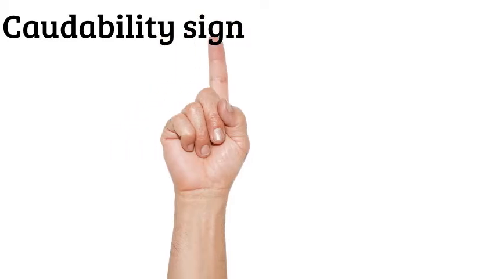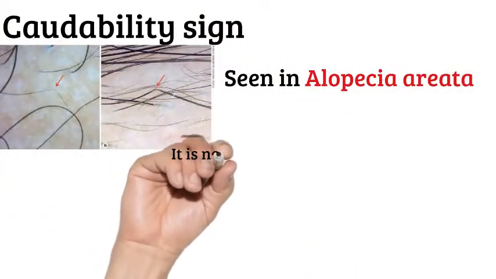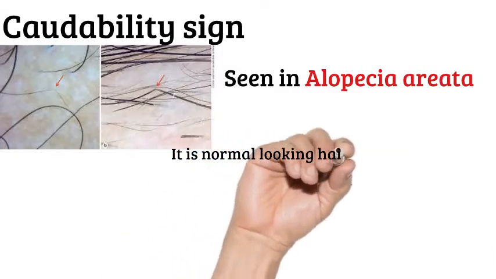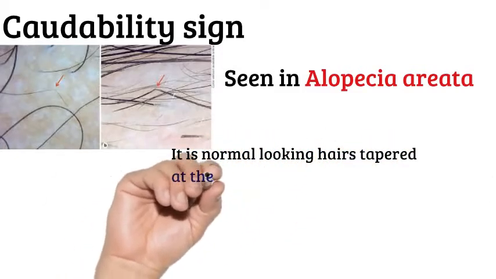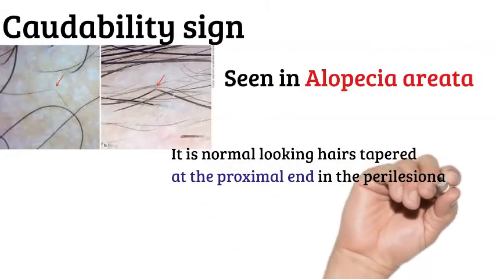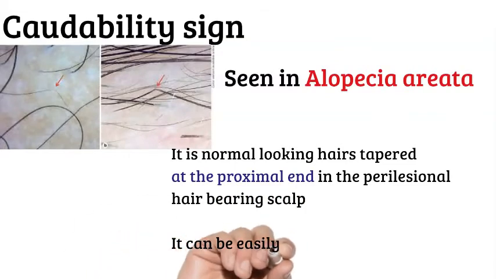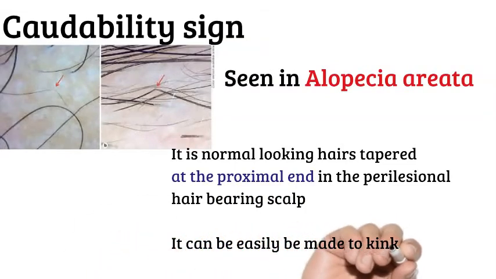Coudability sign. This sign is seen in alopecia areata, and it is normal looking hairs, tapered at the proximal end in the perilesional hair-bearing scalp, and it can easily be made to kink when bent or pushed inward.